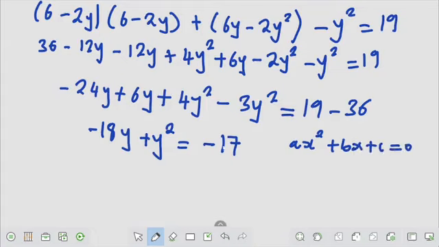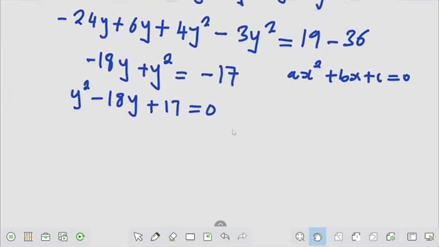So we can rearrange this one in this form. I can start with the y squared: y squared minus 18y plus 17 is equal to what? A 0. So from here now, what's next? You can solve this quadratic equation.